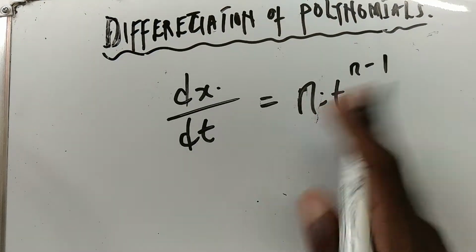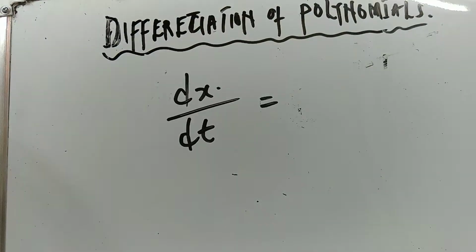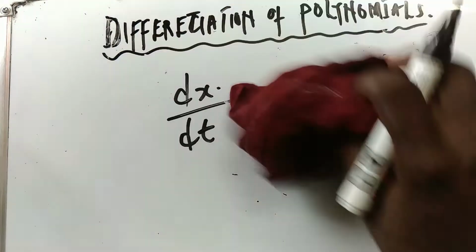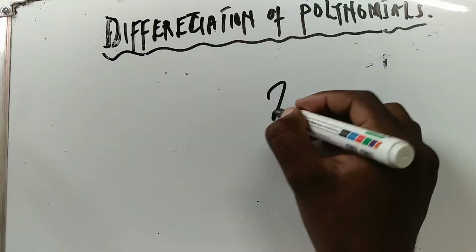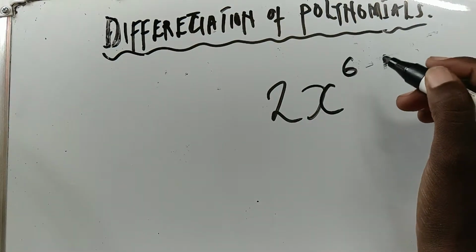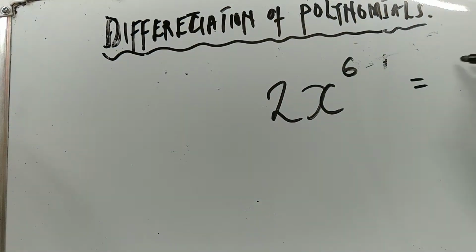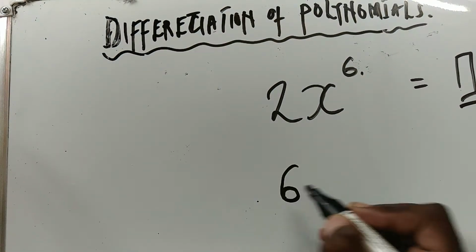Now, what does this formula mean? How does this operate? For example, let me give you a practical example. Let's say I have 2x to the 6th power. By now, I hope you know the formula. What is my n? N is my nth power. And what is my nth power in this example? It's 6. So I'm going to bring 6 here.